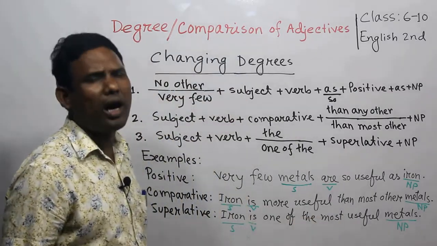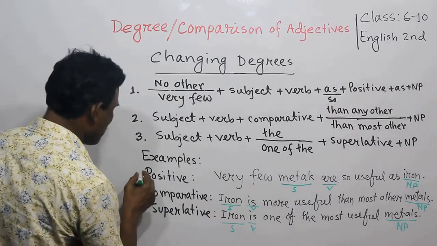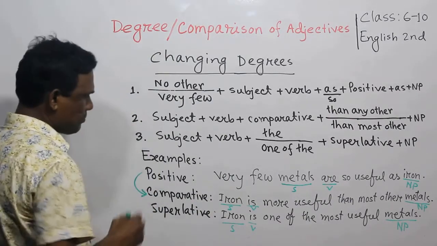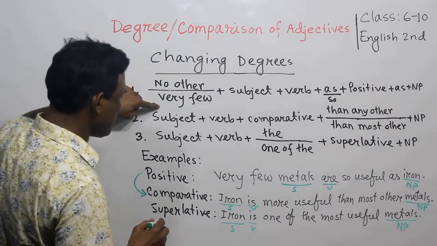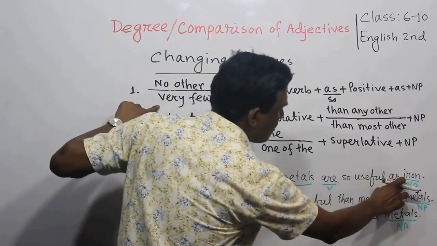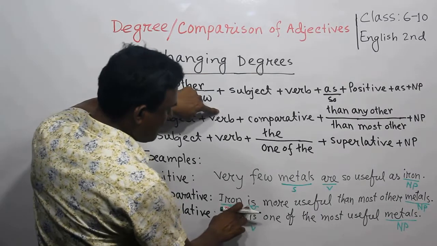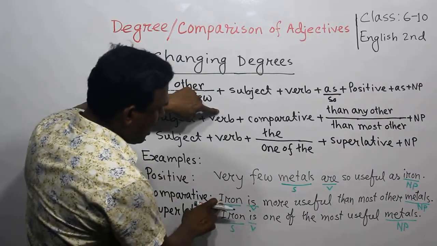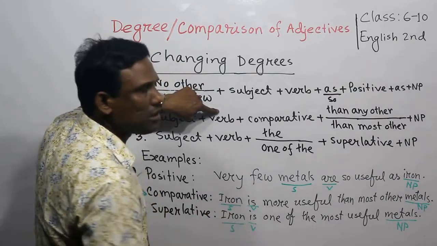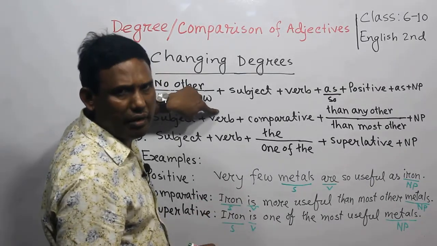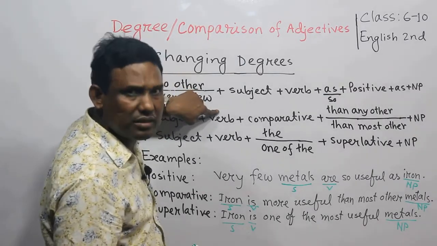Now let us see how the degrees have been changed. Positive to comparative. According to the second structure, subject NP iron has become subject. Verb is, because iron denotes third person singular number. It agrees with is. You know, am, is or are indicates the same tense. So you can take is.